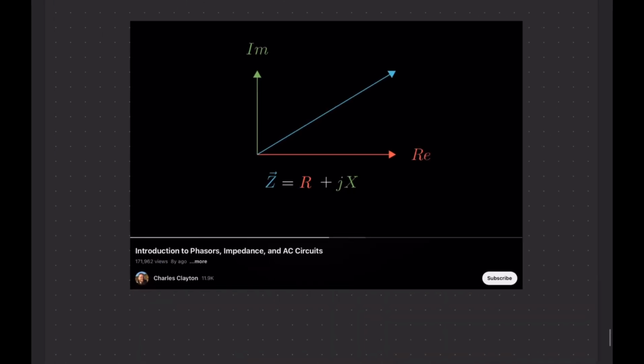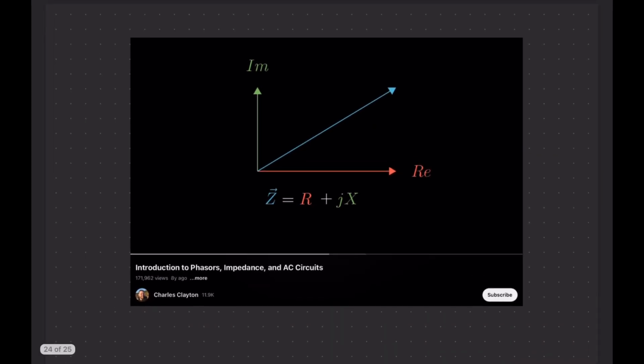Take a look at this video here by Charles Clayton, a video I found introducing phasors, impedance, and AC circuits. They actually talk a little bit more about this real and imaginary axis. This is a little bit more complicated. We enter imaginary complex numbers. Not too important to know this. It's a little bit more advanced if you want to study circuitry at a more advanced level. For this class, you just need to know the behavior is different and those little sine functions and stuff like that.